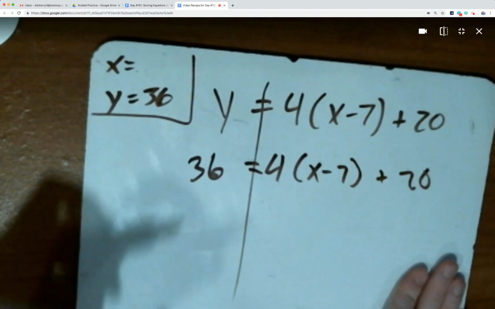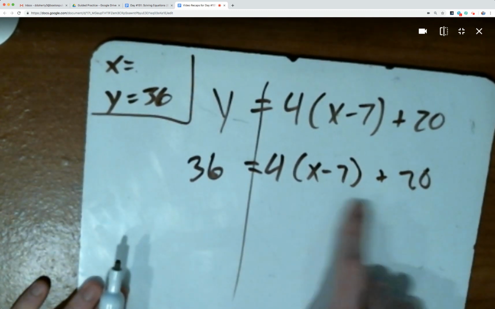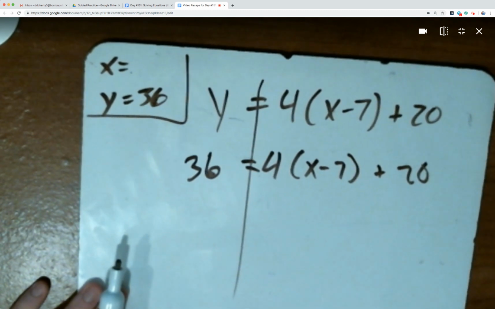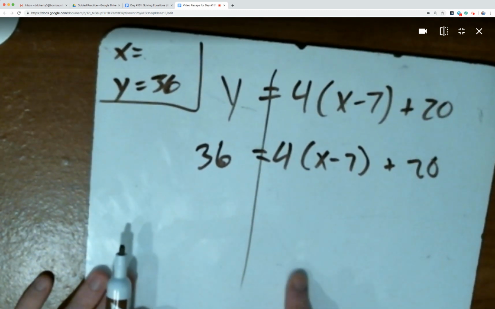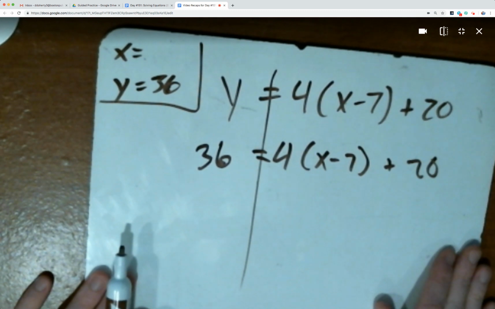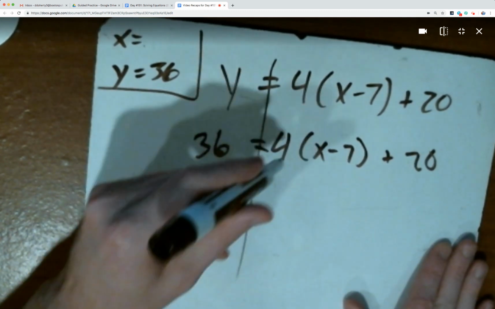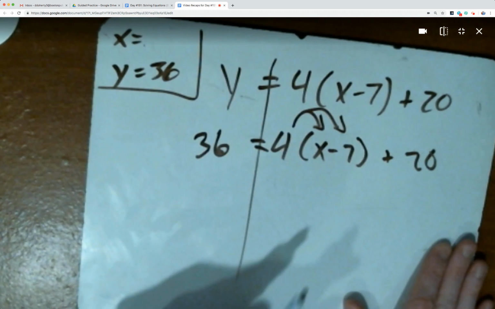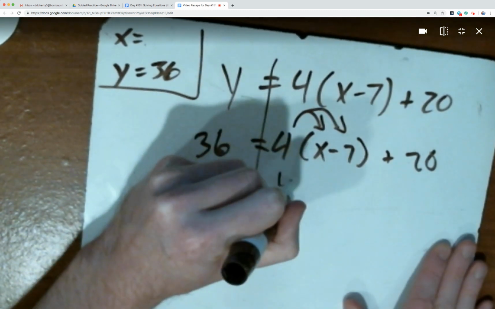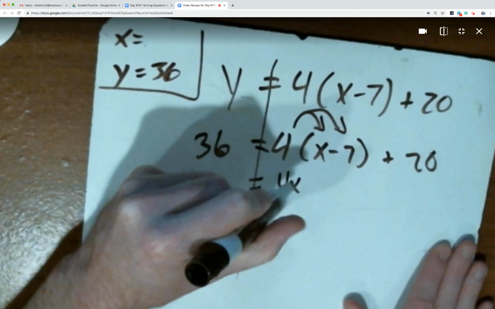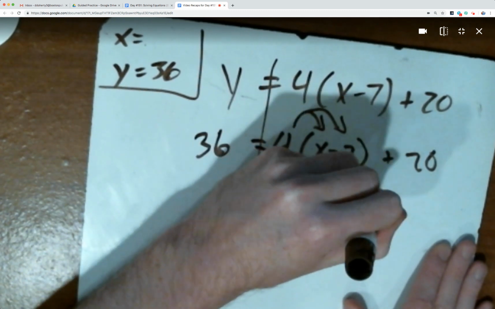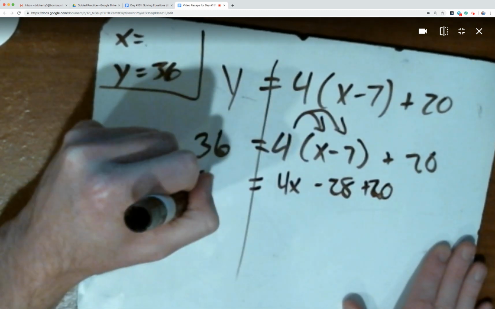After we replace the y with 36, the only variable in our equation is x. Our goal is to isolate x, get it all by itself on the right side of this equation, so we know what x is equal to. I'm going to use the distributive property to eliminate the parentheses and start isolating the x. 4 times x gives us positive 4x's. 4 times negative 7 gives us negative 28 plus 20, and that's still equal to 36.